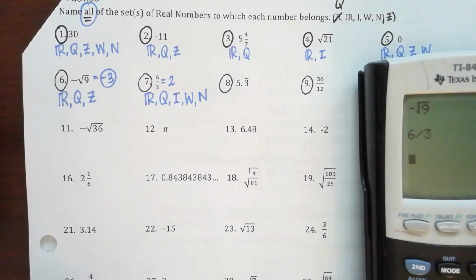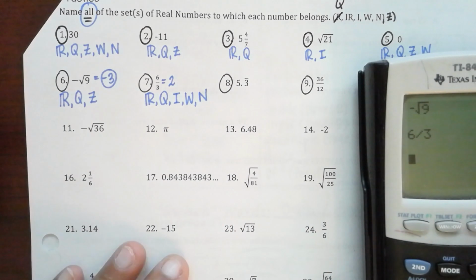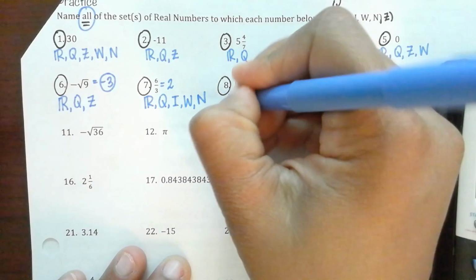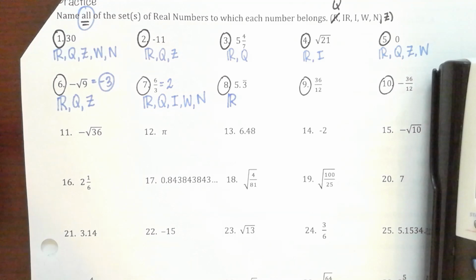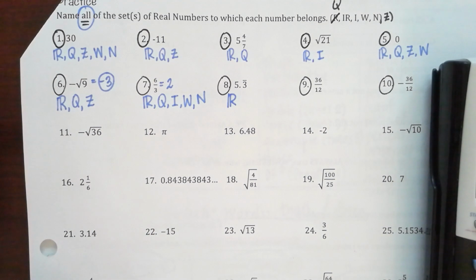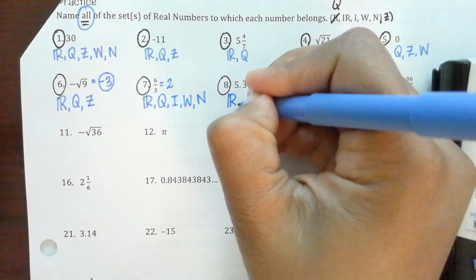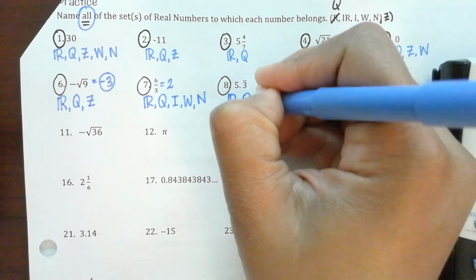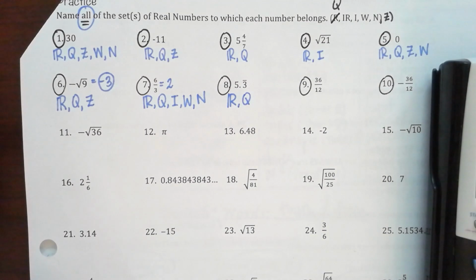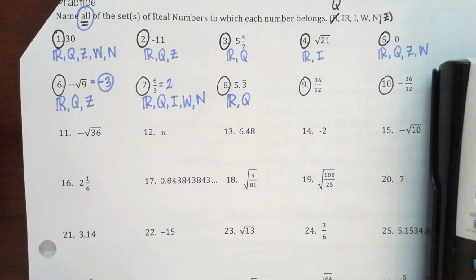Looking at 8, all numbers are what? Real. Not all numbers are positive. All numbers we're talking about here are real, right? So there should be an R there. Then, rational, because isn't that a repeating decimal? Can it go anywhere else? No, because integers, whole, and natural all have to be whole numbers. Any questions there?